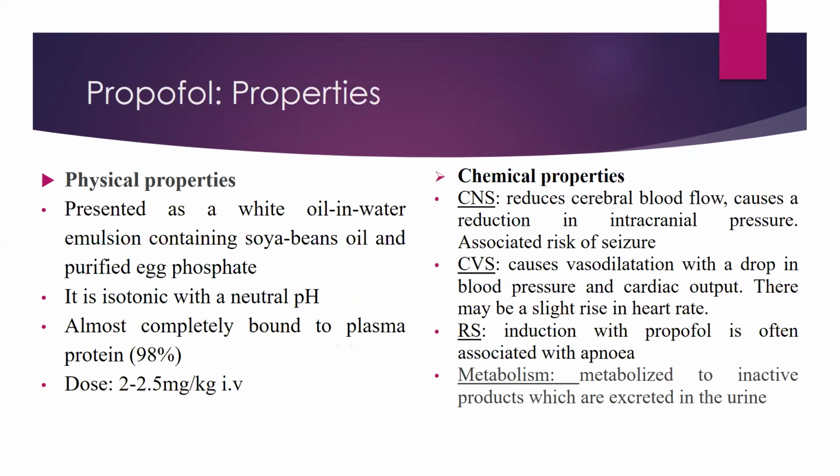It is presented as a white oil in water emulsion containing soybean oil and purified egg phosphatide. It is isotonic with a neutral pH, like we mentioned. It is almost completely bound to plasma proteins, about 98%. The dose ranges between 2 to 2.5 milligrams per kg.